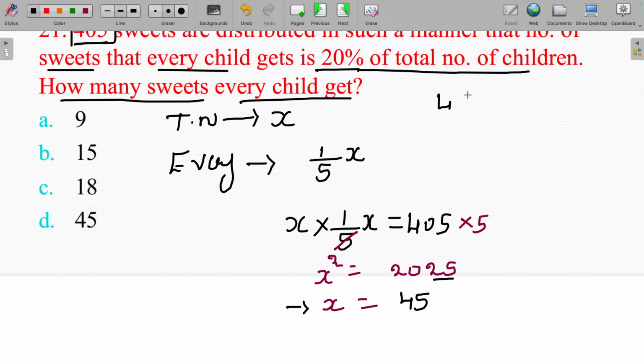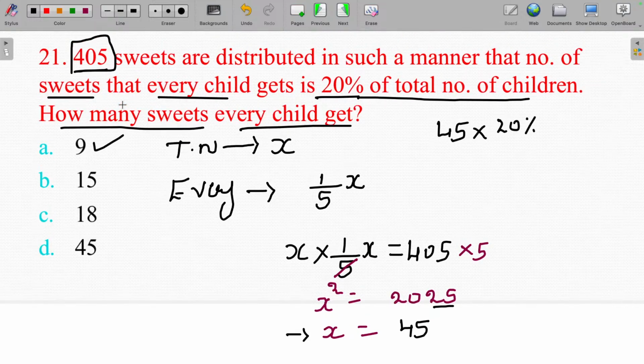There are 45 students. Every student will get 20%. 10% is 4.5, 20% is 9. Then every child will get 9 sweets. Is it clear? Please reply all. Is it clear? Yes, sir. That is the final answer. Every child will get 20%.